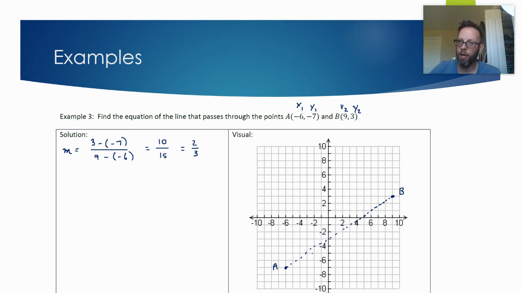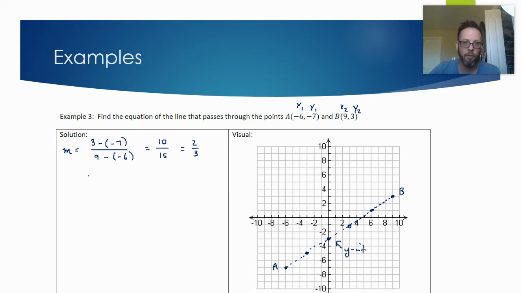So let's double check. Does that seem reasonable? Let's start at point A. Go up 2 over 3. Point. Up 2 over 3. Point. It fits perfectly. And actually, it looks like our y-intercept is -3.